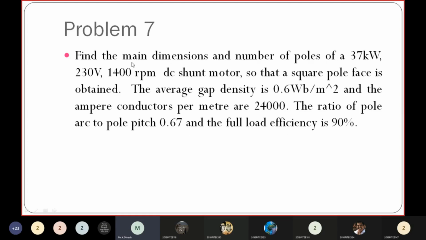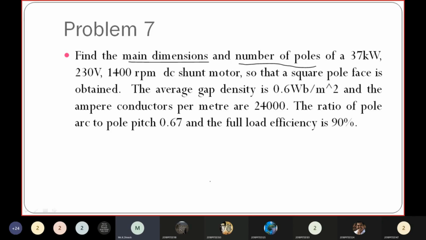So in the previous class problems, we determined only the main dimensions. In the previous class, the main dimensions D and L, from PA equal to C naught BAV AC N 10 power minus 3, we determined the value for D and L alone. But in this session, we are going to determine the number of poles. So in this problem, the number of poles is not given. So based on the relation f is equal to NP by 2, we have to find out the number of poles also, in addition to the main dimensions.